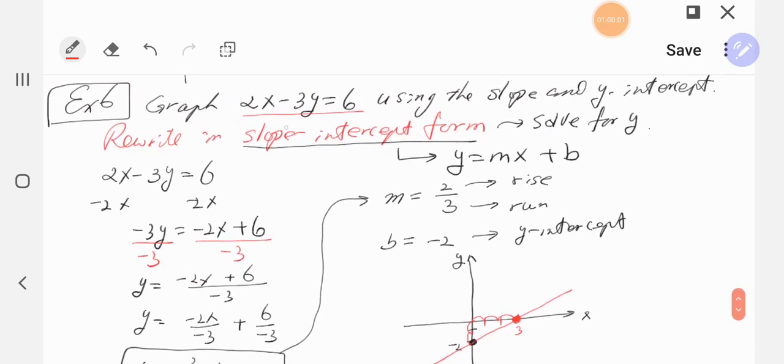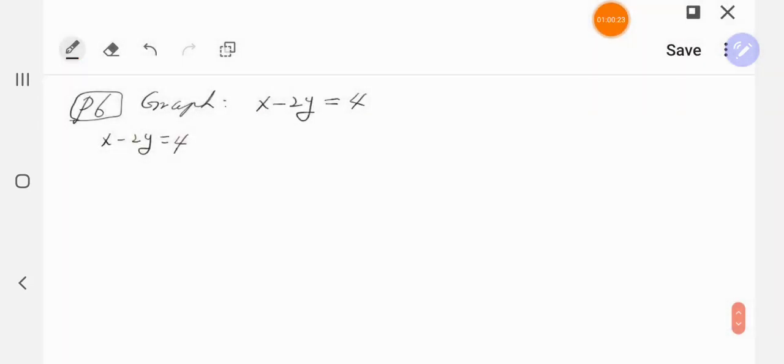So if an equation is not in slope-intercept form, then solve for y so that we can rewrite the equation in slope-intercept form. Then use the y-intercept as the first point, and then use the slope, rise over run, to find the second point and connect. So why don't you try problem number 6? Okay, so problem 6. Did you graph it? Okay, let's check whether you are correct.